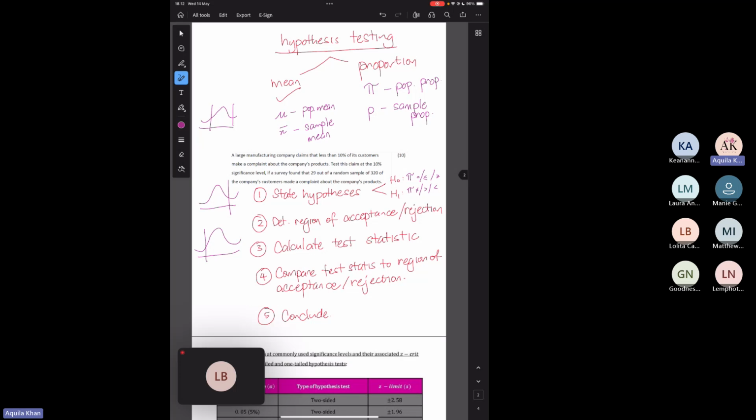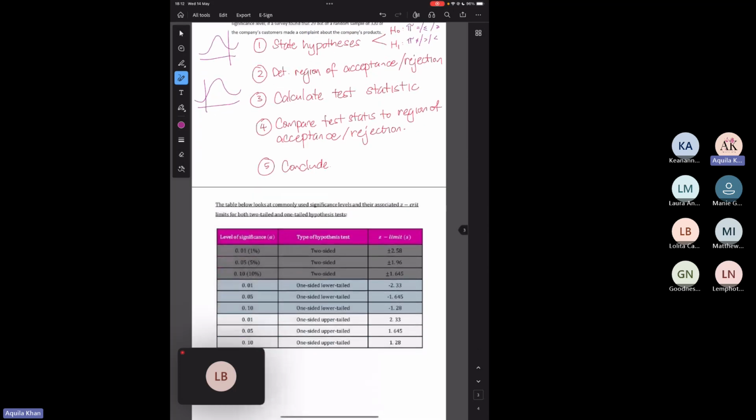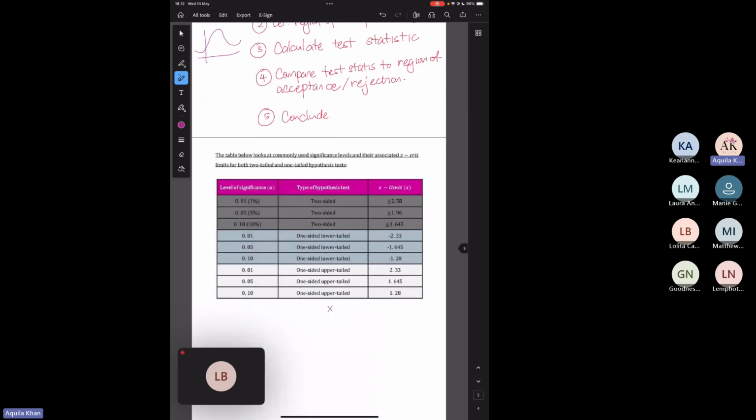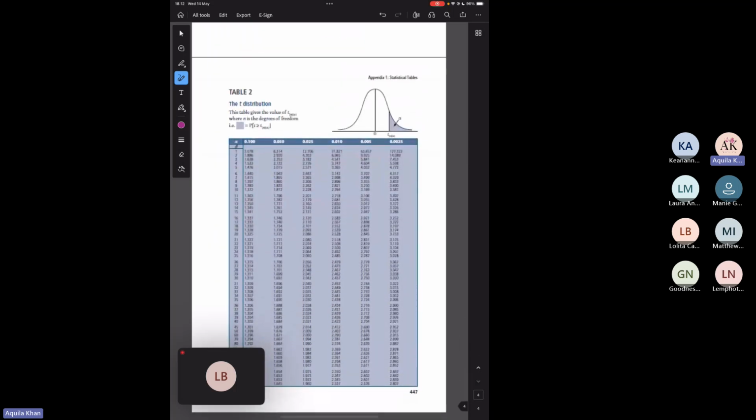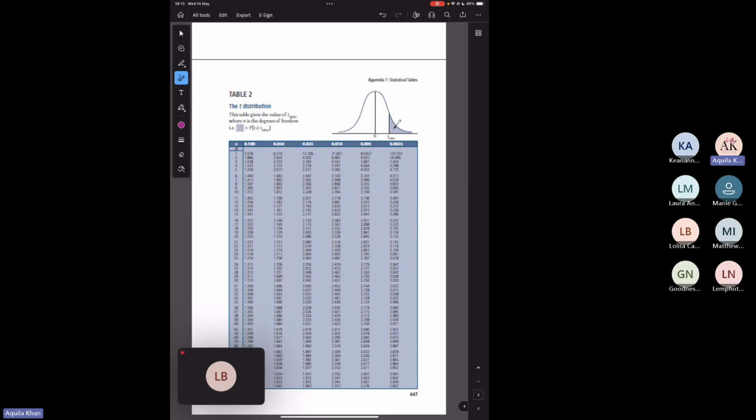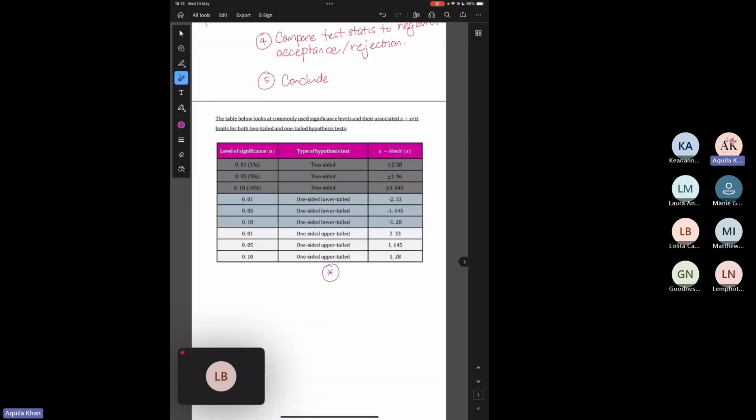The good thing about this type of test is that with a hypothesis test based on proportions, you only ever will have this table that you need to learn. So you don't need to worry about this table at the bottom here. So that's a really big advantage in terms of your proportion questions coming out in your exam.